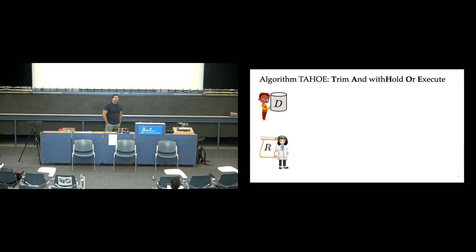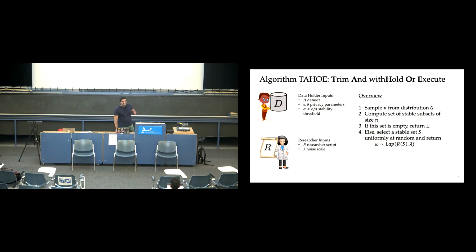So here's our algorithm. We called it Tahoe. It stands for trim and withhold or execute. I'm going to just give the overview of the algorithm. If you really want to see it, you can read the paper. You're all adults. So our data holder has 3 inputs that it gives: the data set D, the classic differential privacy parameters epsilon and delta, and this parameter alpha that's related to stability.